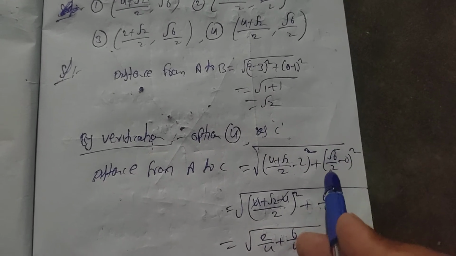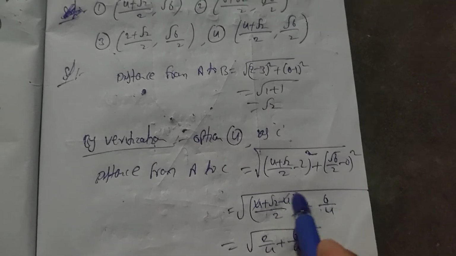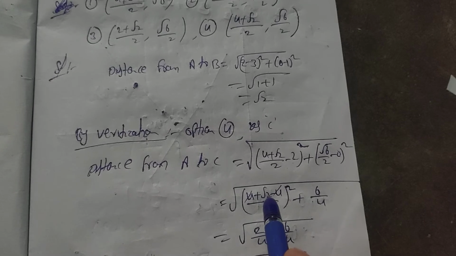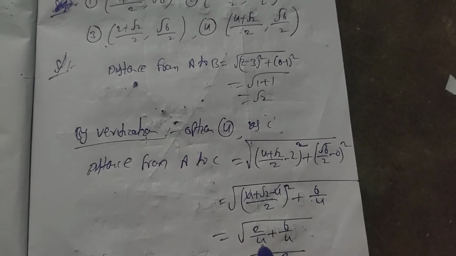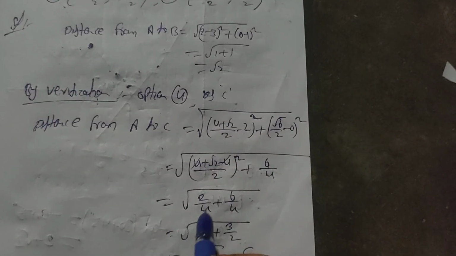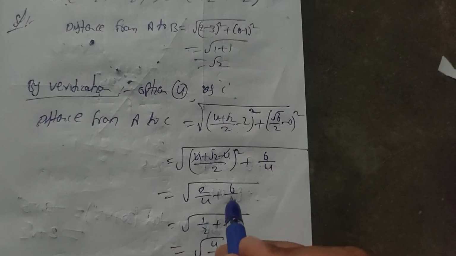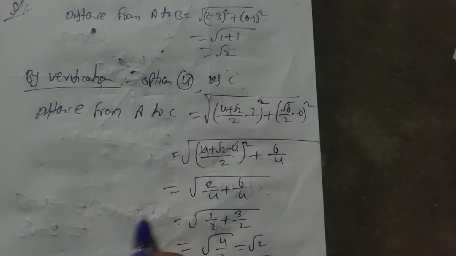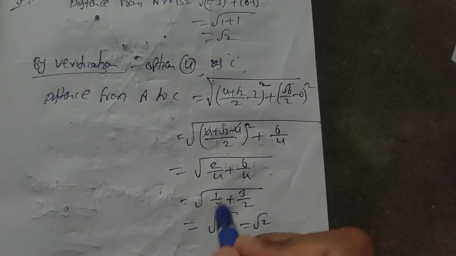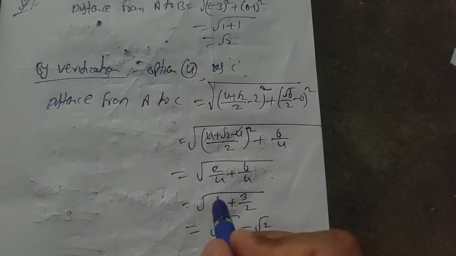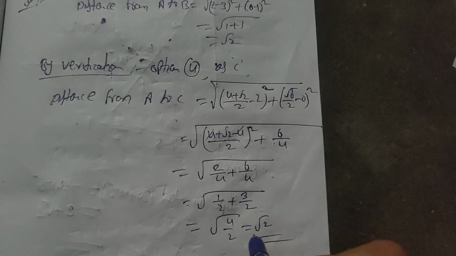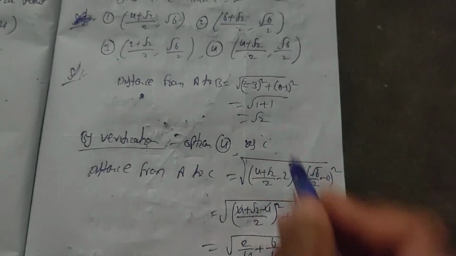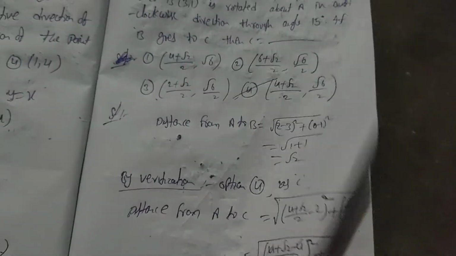Root 6 whole square is 6, 2 square is 4, so 6 by 4. The 4 gets cancelled, and we have (root 2/2) whole square. Root 2 whole square is 2, 2 square is 4, so 2 by 4 plus 6 by 4. 2 by 4 is nothing but 1 by 2, and 6 by 4 is nothing but 3 by 2. So the 2 is cancelling. This is root over, with LCM 2, 1 plus 3 is 4, 4 by 2 is equal to root 2. So same answer, root 2 is equal to root 2. So the fourth option is the correct answer.